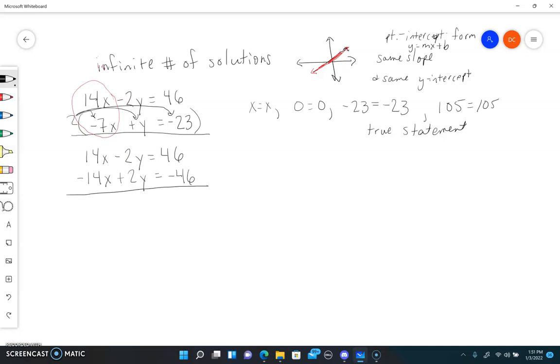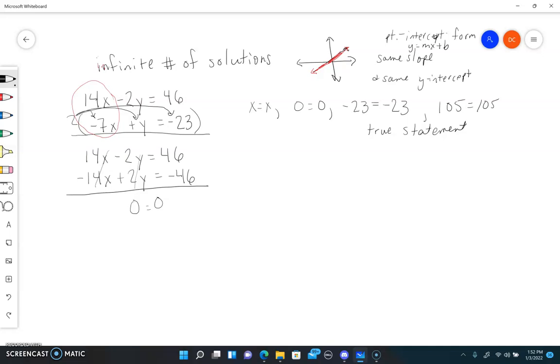All right. But right now, I've got almost the exact equation, except they're all the opposite terms of each other, right? So when I add these together, what happens? 14x minus 14x is 0. Those eliminate. And negative 2y plus 2y, well, that also eliminates. So on this left-hand side, I have 0. And over on this right-hand side, I have 46 minus 46, and that's 0, right? So I have a true statement: 0 equals 0.